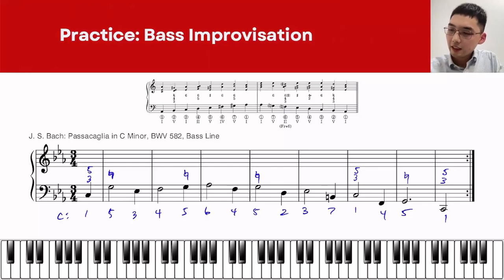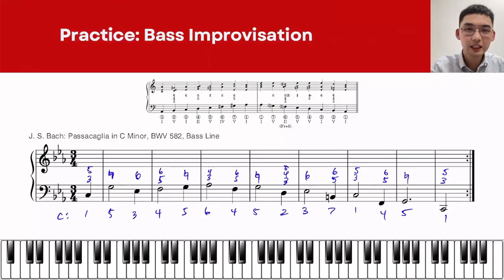Okay, so 3 going up is 6, 4 going up is 6, 5. Then 6 going down is 4, 3. That's 4 going up, that's 6, 5. 2 going up is 4, 3 with a raised 6. Going to 3 with a figure of 6. 7 going up is 6, 5. 4 going up is 6, 5. Okay, so that's just based on the rule that I have up here.